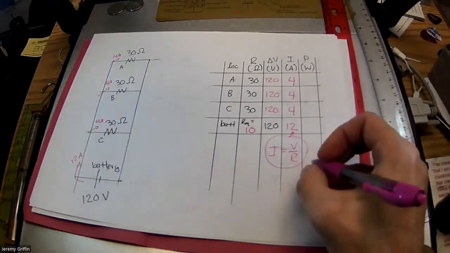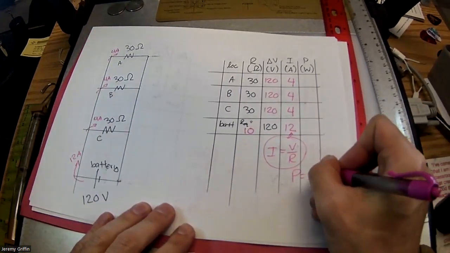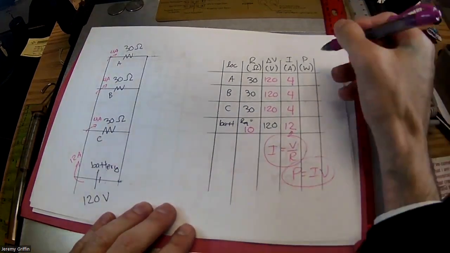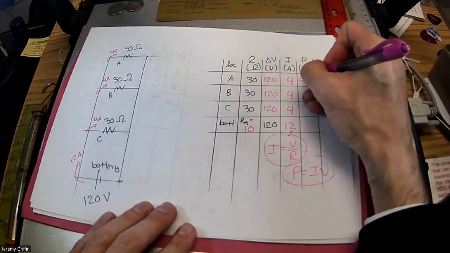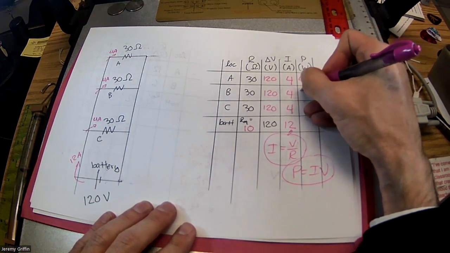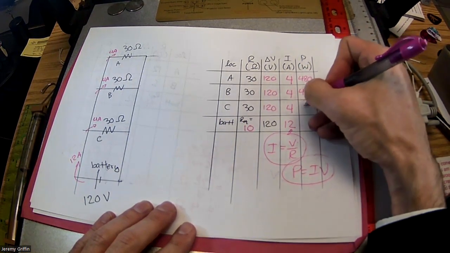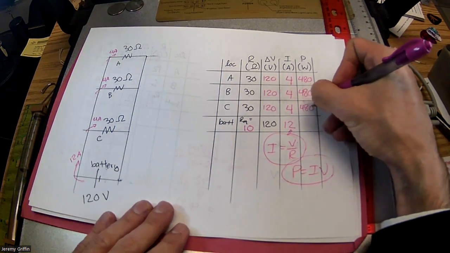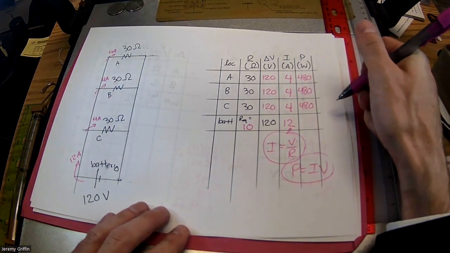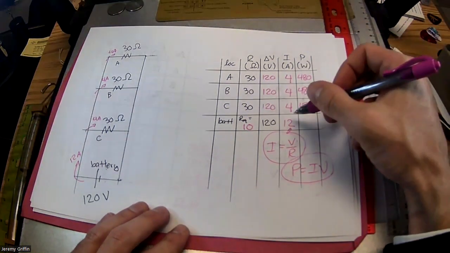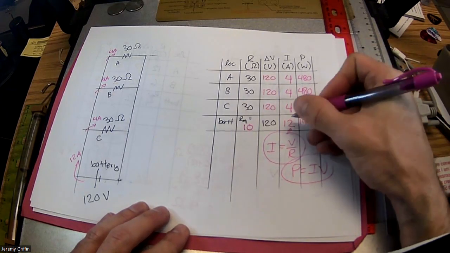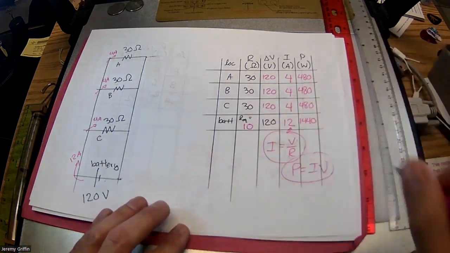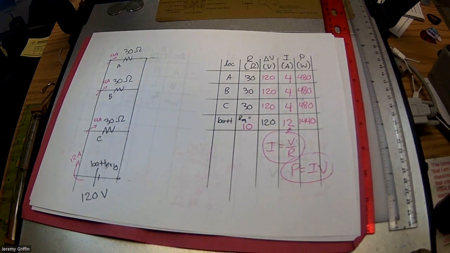And finally, power is current times voltage. Current times voltage, that's 480 watts. And for the battery, you could do 12 times 120. Well, I know 12 times 12 is 144, there's a 0 in there, so 1440 watts. Now, let's check supply and demand for electricity, see if that works.